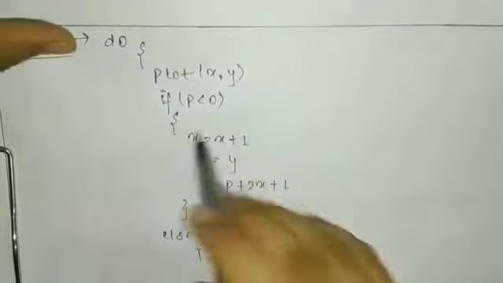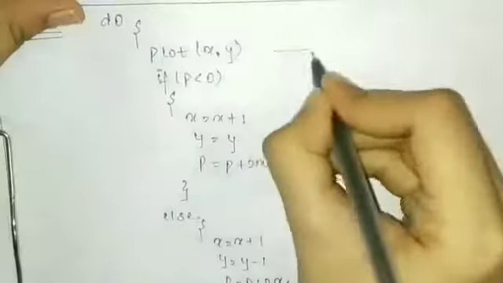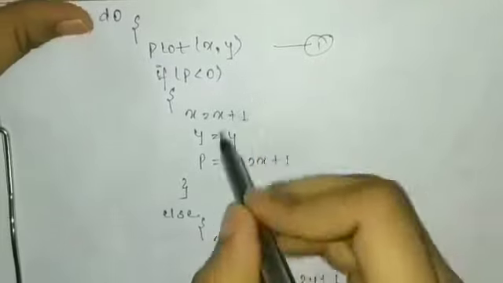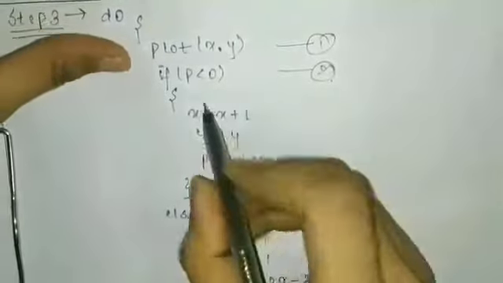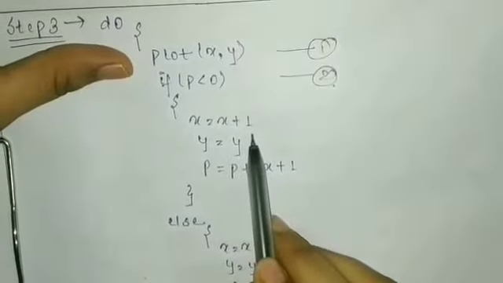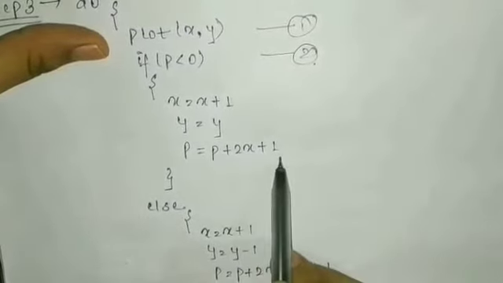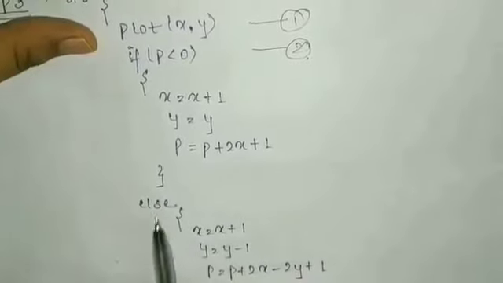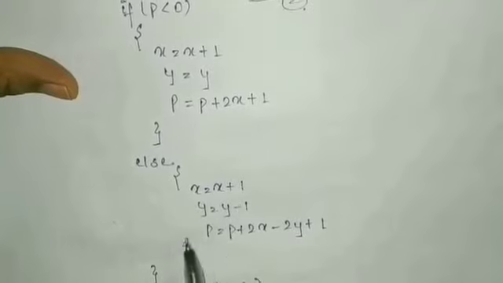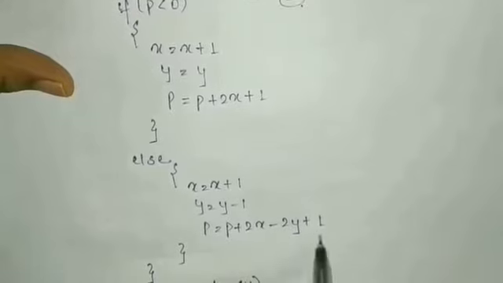In step 3, we are executing the do while loop. In the first line, plot x y, जो हमारी initial point है उसको हम लोग plot करेंगे. In the second line, this is the condition statement. If p is less than 0, then x is equals to x plus 1, y is equals to y, p is equals to p plus 2x plus 1. Otherwise, if p is greater than 0, then x is equals to x plus 1, y is equals to y minus 1, and p is equals to p plus 2x minus 2y plus 1.